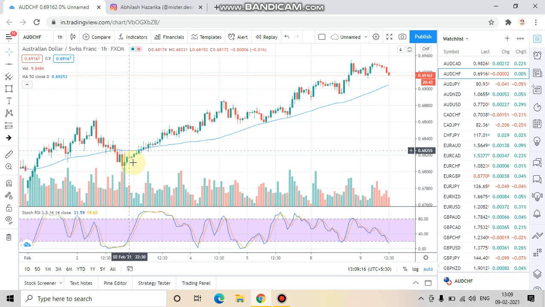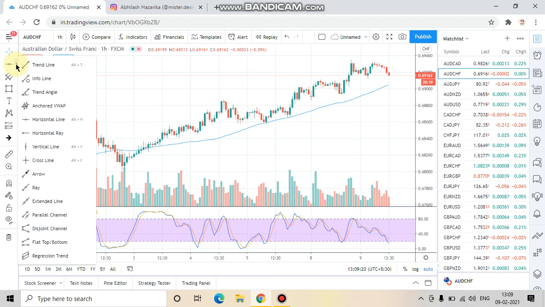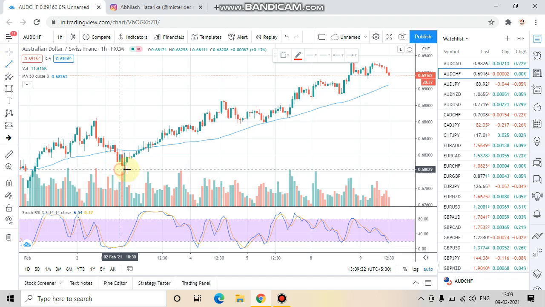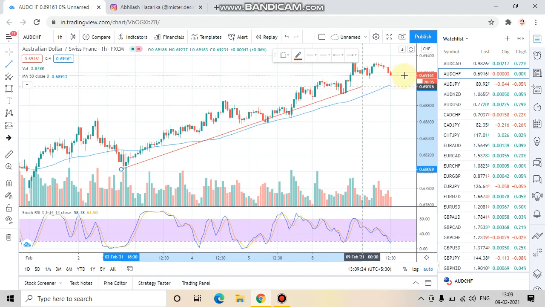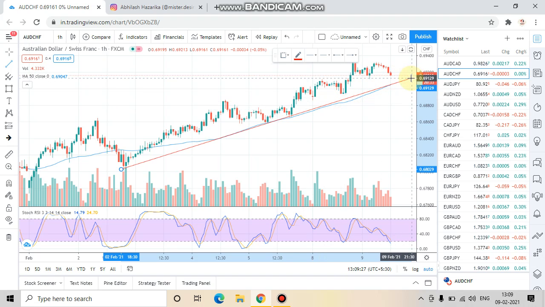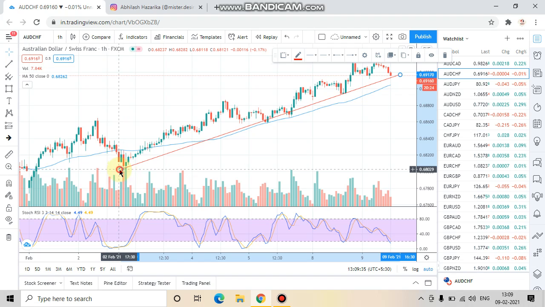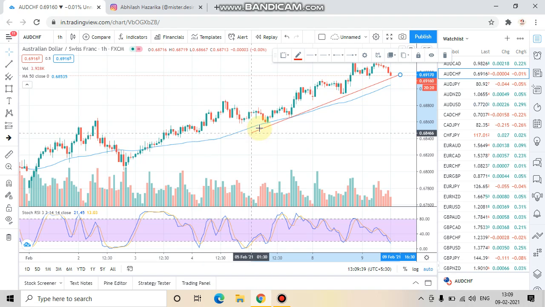Okay. Is this a trend line? Let me check again. Looks like a trend line. Let me draw a trend line. No, no. Let me check again. Yeah, it's kind of a trend line. Yes, it's a trend line.